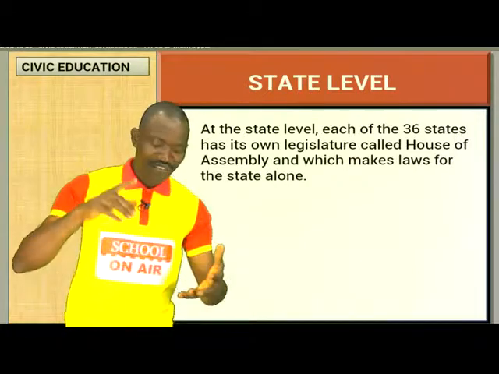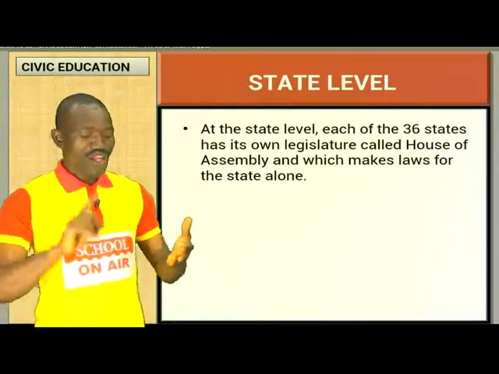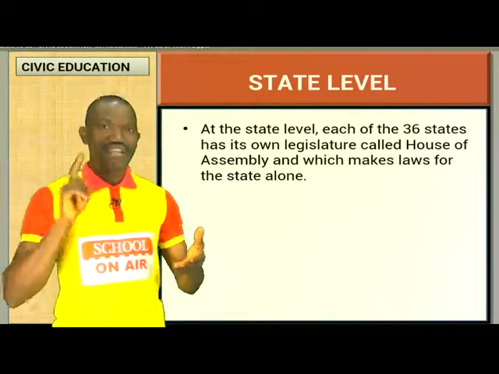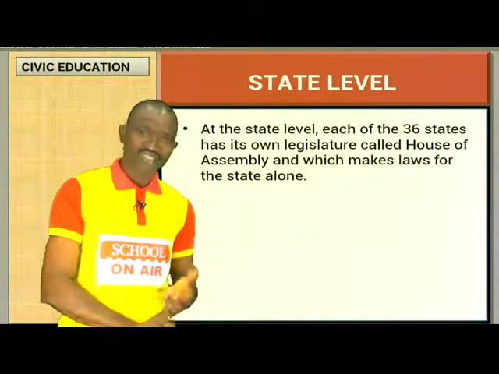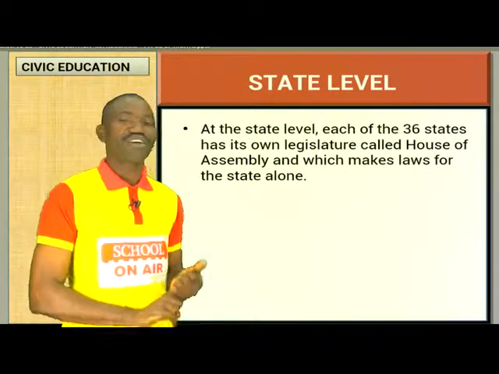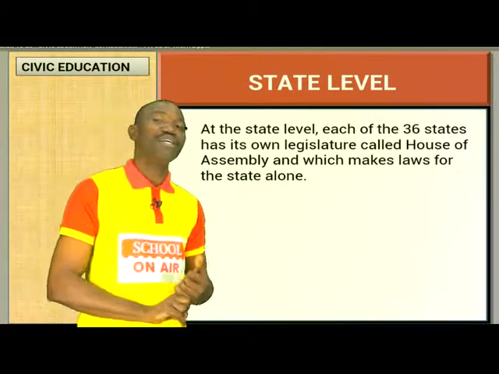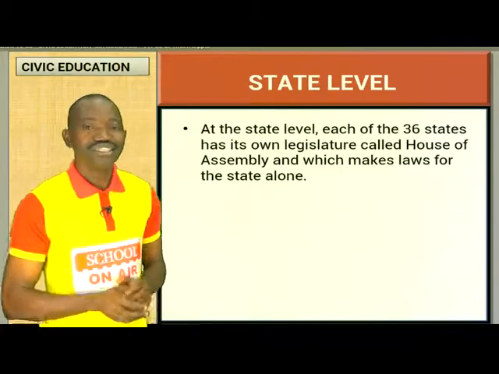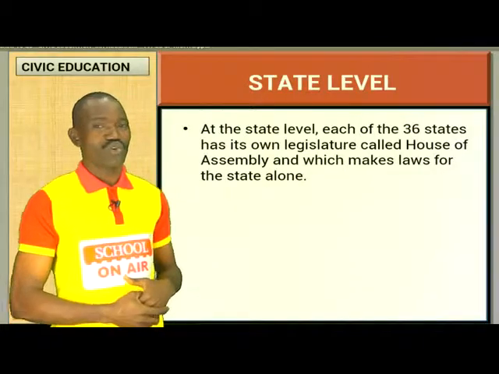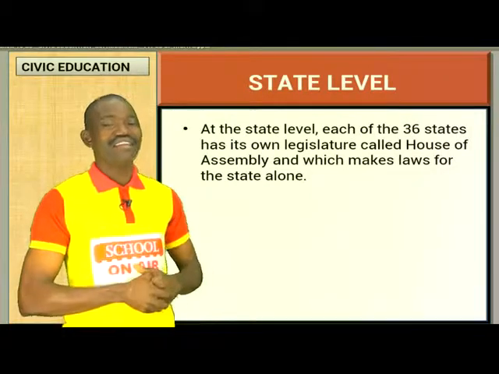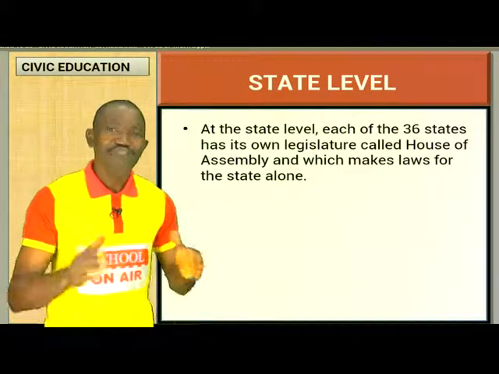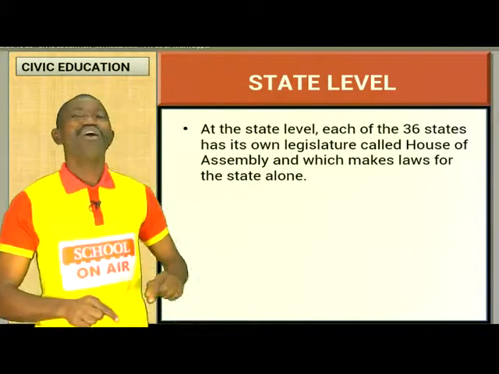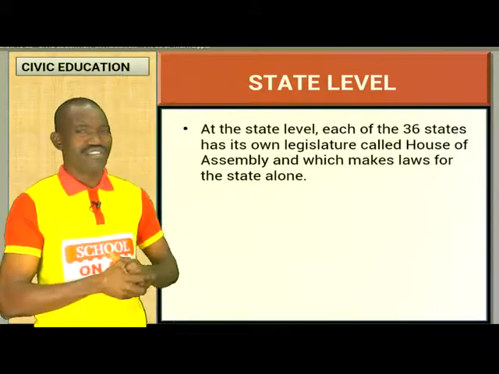And so we have Oyo State House of Assembly, for example, Edo State House of Assembly, Kaduna State House of Assembly, Zamfara State House of Assembly, Kogi State House of Assembly, Delta State House of Assembly, Ebonyi State House of Assembly, Enugu State House of Assembly, and so on and so forth. They make laws, relevant laws, for their own state. And so every law made by each state House of Assembly is binding on people living within the state.